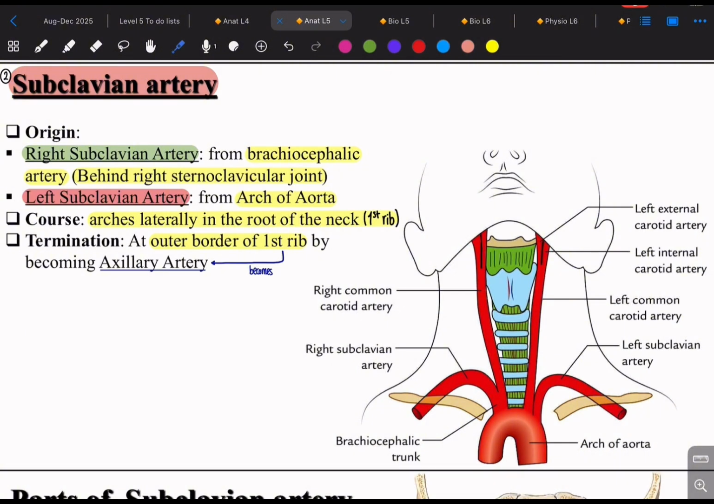We said that in the carotid we have the right and left carotid, and we said their origins are different. We mentioned that the left is going to be directly from the arch of the aorta, while the right is going to be from the brachiocephalic trunk.